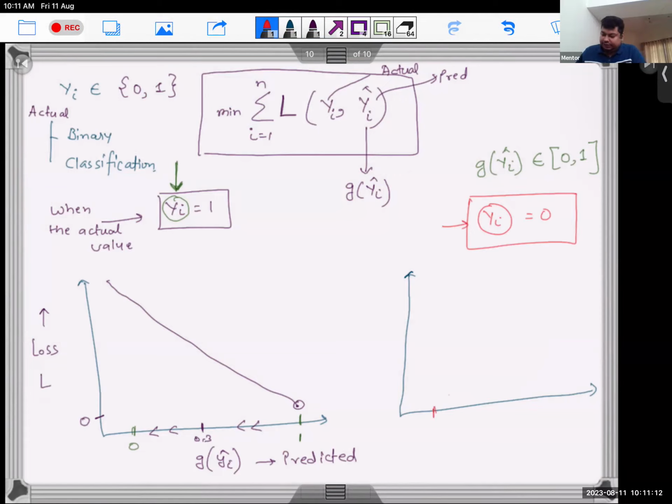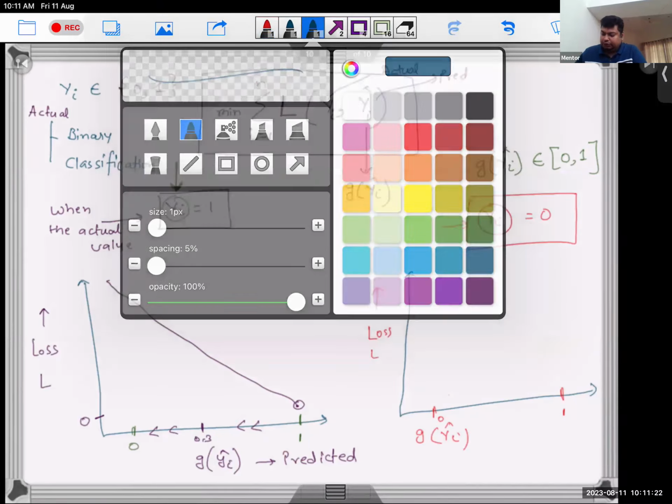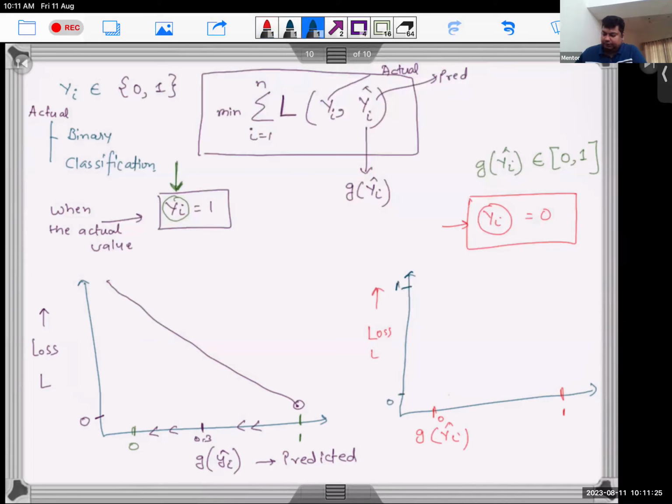So this is your G of yi hat. This is between 0 to 1. This is your loss L. Now, can you tell me what should be the loss if you are at prediction which is equal to 0? 0. So can I say this will be nothing but the mirror opposite of it? Yes. So if you combine these two, do you see that it comes out to be convex? Yes, absolutely. But is it differentiable? No.